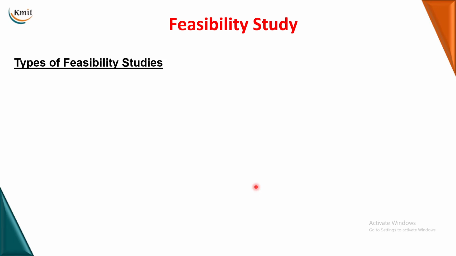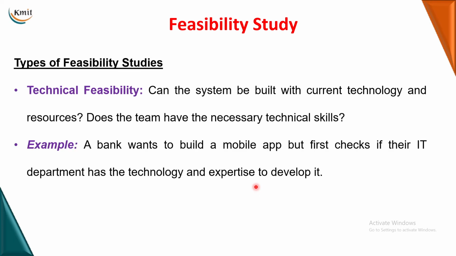Now let's see what are the different types of feasibility studies we have. The first feasibility study is technical feasibility, talking about the product that the customer is asking for. Is it suitable to be built with whatever current technology my team is using, or does my team require training in any other new technologies or not? If you think from this perspective, this is called technical feasibility.